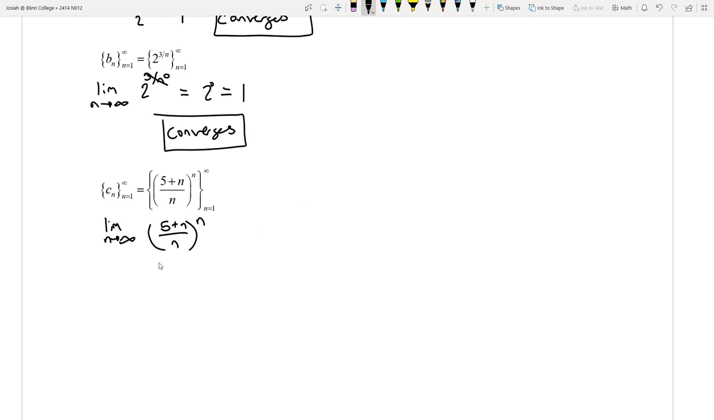So we'll have to go ahead and calculate this limit using something that we might remember from Calc 1. We let y equal 5 plus n over n to the n. We take the natural log of both sides. And what this does is this allows us to take this exponent and bring it out front.